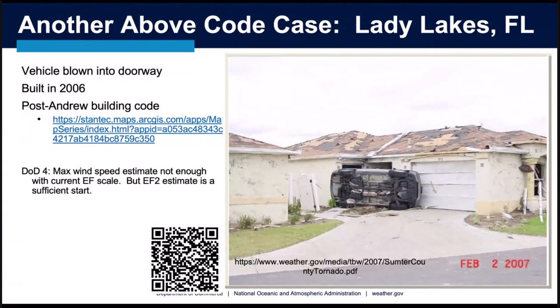Another example of above code, common in Florida, new building standards. This one was built in 2006, post-Andrew building code, and this one exhibits DOD 4, right? Greater than 20% of the roof covering gone. But we have basically a minivan that's wedged into the front entrance of the building. And despite that, we also have a garage that did not cave in. So it was a wind-rated garage.